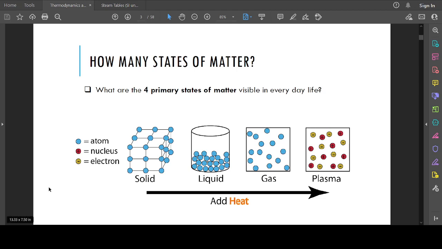So the four primary states of matter: solid, liquid, gas, and plasma. You can get matter in the case of fluid materials that we'll be dealing with in this module to move from phases by adding heat to them, okay? Especially from moving from solid to gas.